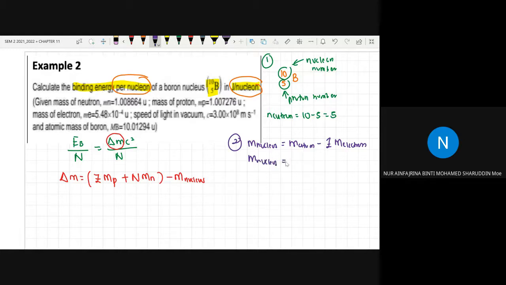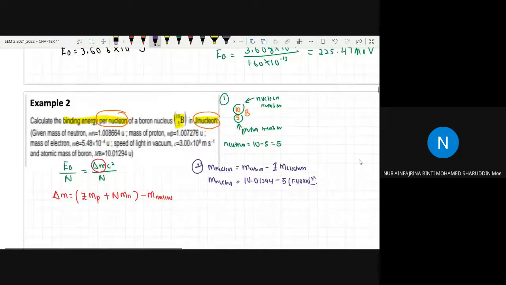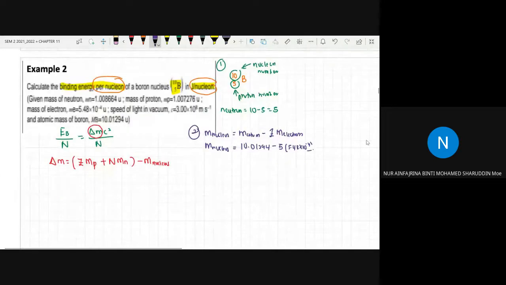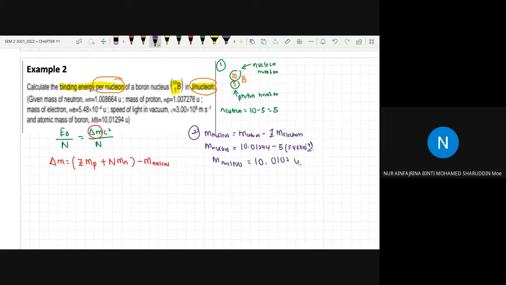So your mass of atom is 10.01294, and your number of electron is the same as the number of proton, which is 5, and mass of electron is 5.48 times 10 to the power of negative 4. So you will get your mass of nucleus. Does everyone get the same as me? 10.0102 U? Correct, right? Remember, take everything.